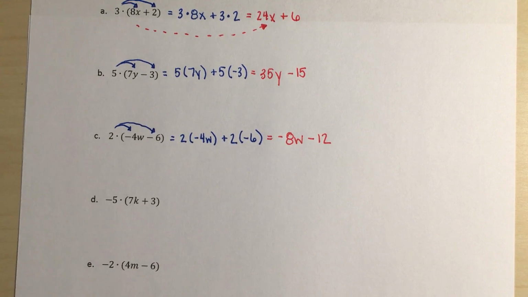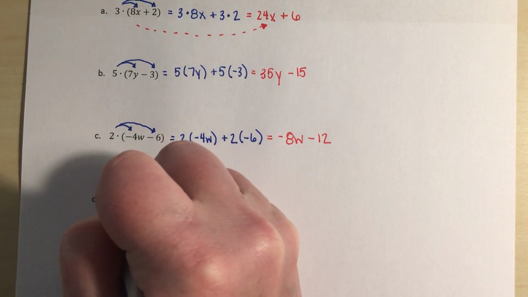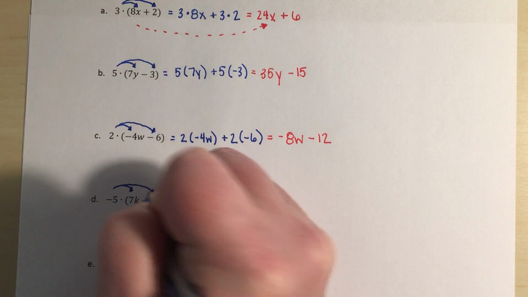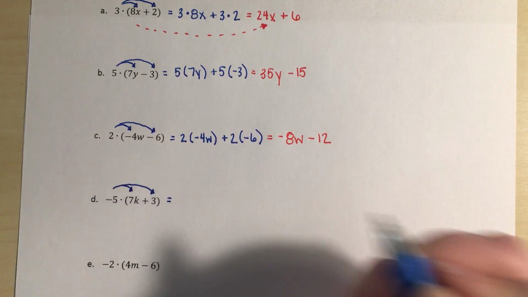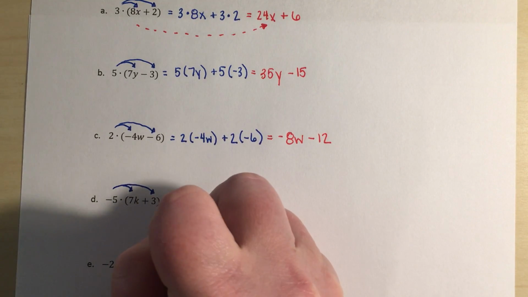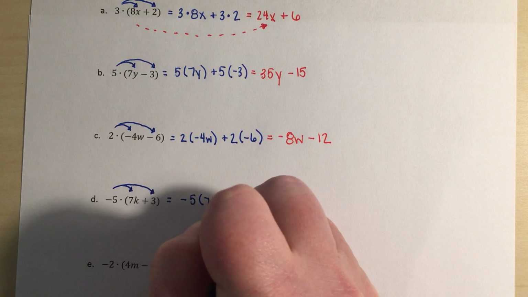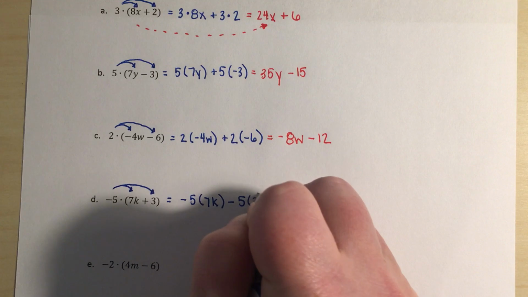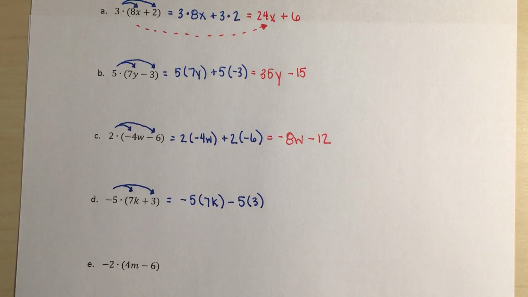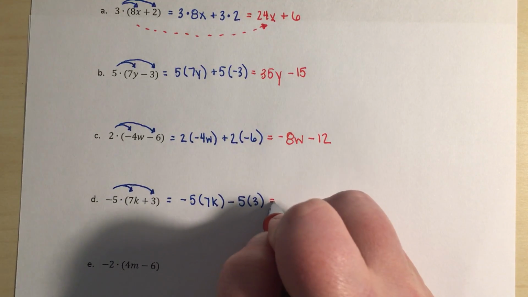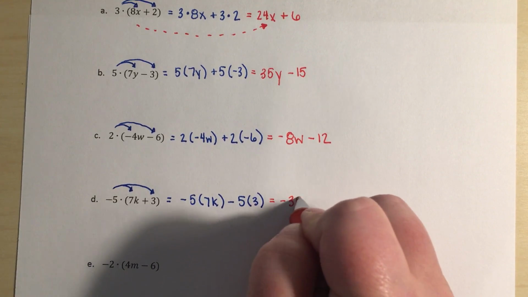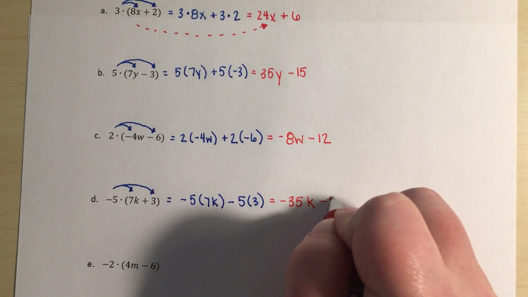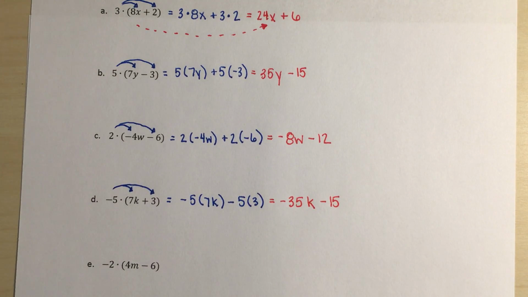All right, for D, notice that our number out front is negative. So that's fine. It's not going to change anything we're doing. We just need to pay careful attention to our signs, but we're still going to use our distributive property. Negative 5 times 7k. Then we have a negative 5 times 3. Negative 5 times 7k gives us negative 35k. Negative 5 times positive 3 gives us negative 15.